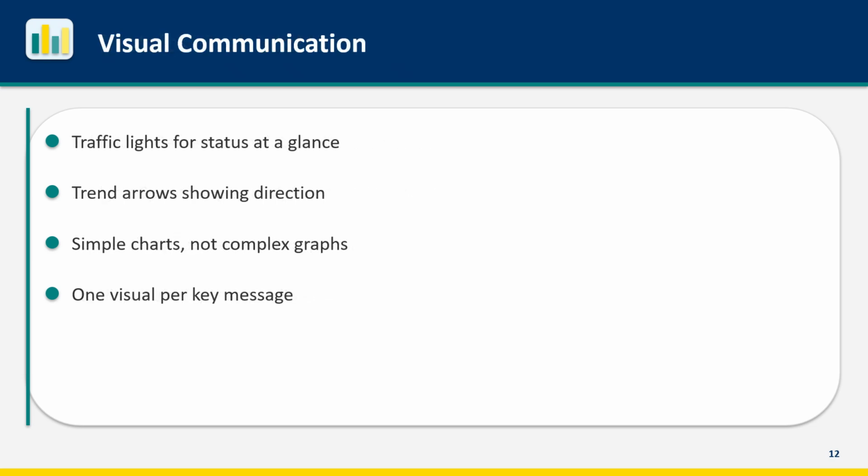Use visuals to communicate quickly. Traffic light indicators show status at a glance. Trend arrows show whether things are improving, stable, or declining. Keep charts simple. A busy graph that requires explanation defeats the purpose. One clear visual per key message.